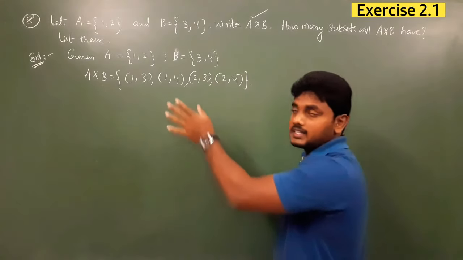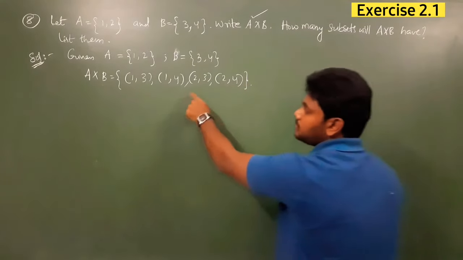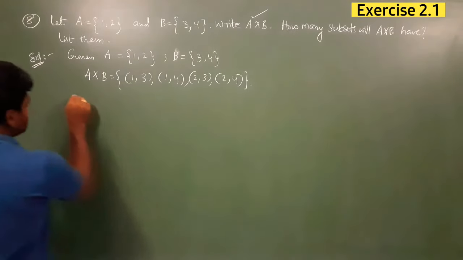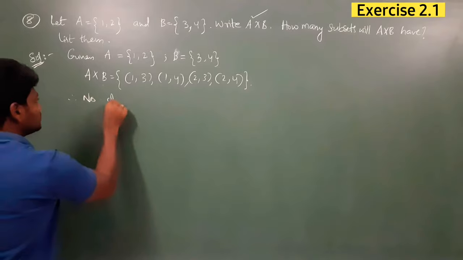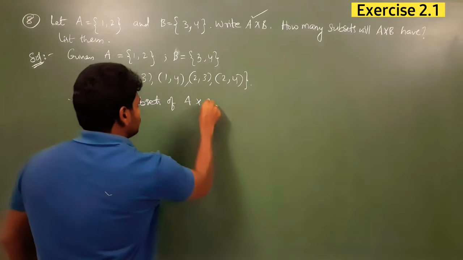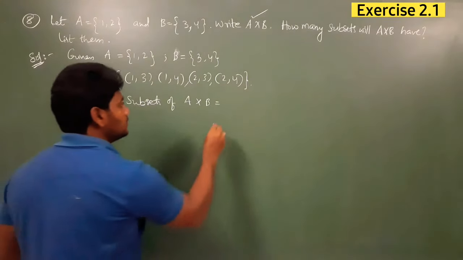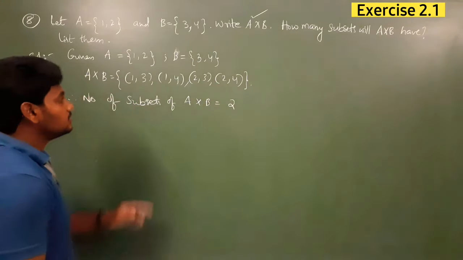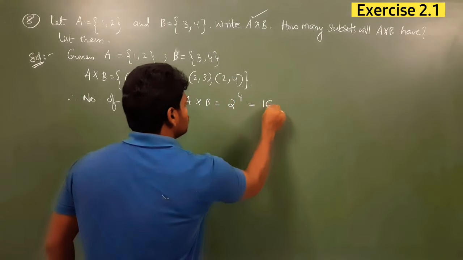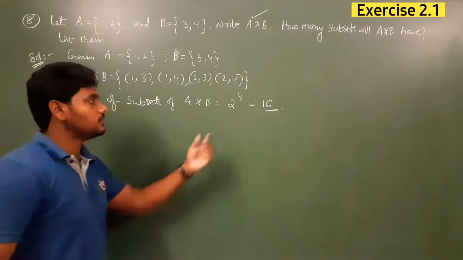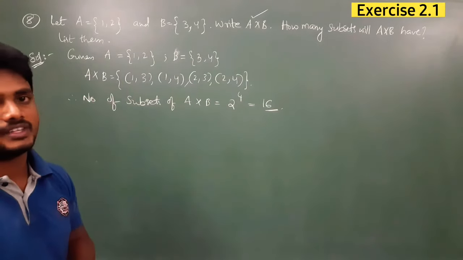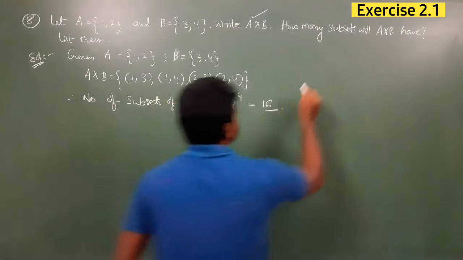Now, same like that. How many subsets will A cross B have? A cross B is this one. Then how many number of subsets? Number of subsets of A cross B. What is the formula? 2 power n. But what is n? Number of elements in A cross B. So 2 power 4, which is equal to 16. Right? So 16 number of subsets will be there in A cross B. Now, this is the second question completed.